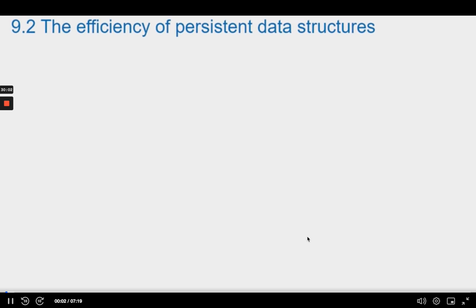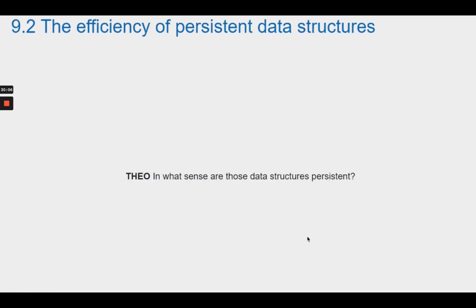Section 9.2, the efficiency of persistent data structures. Theo, in what sense are those data structures persistent? Joe, persistent data structures are so named because they always preserve their previous versions.